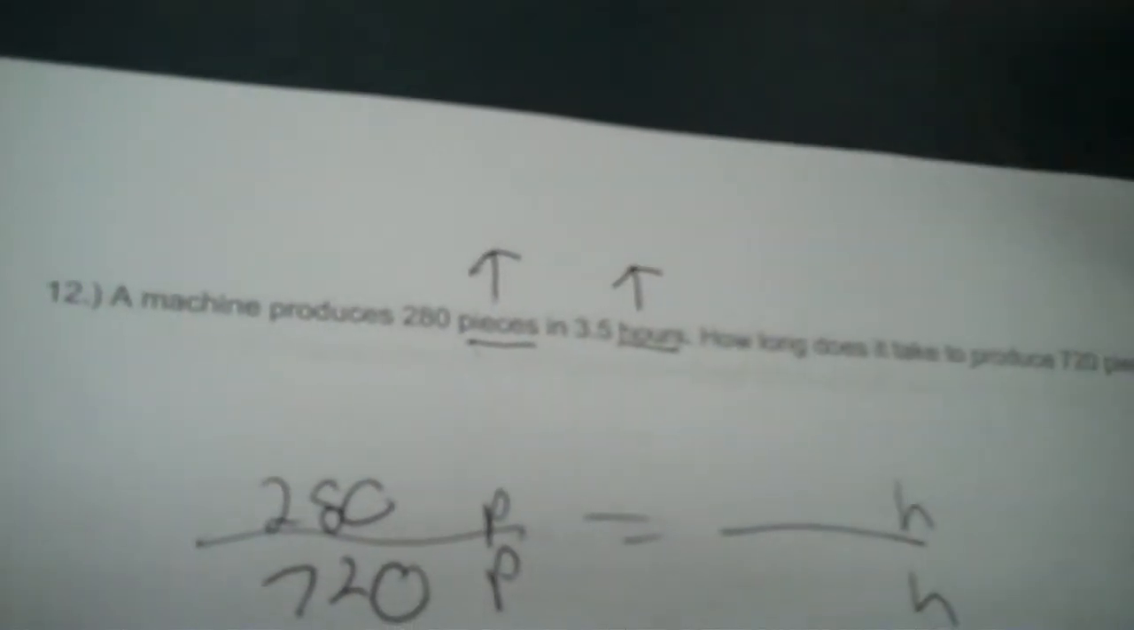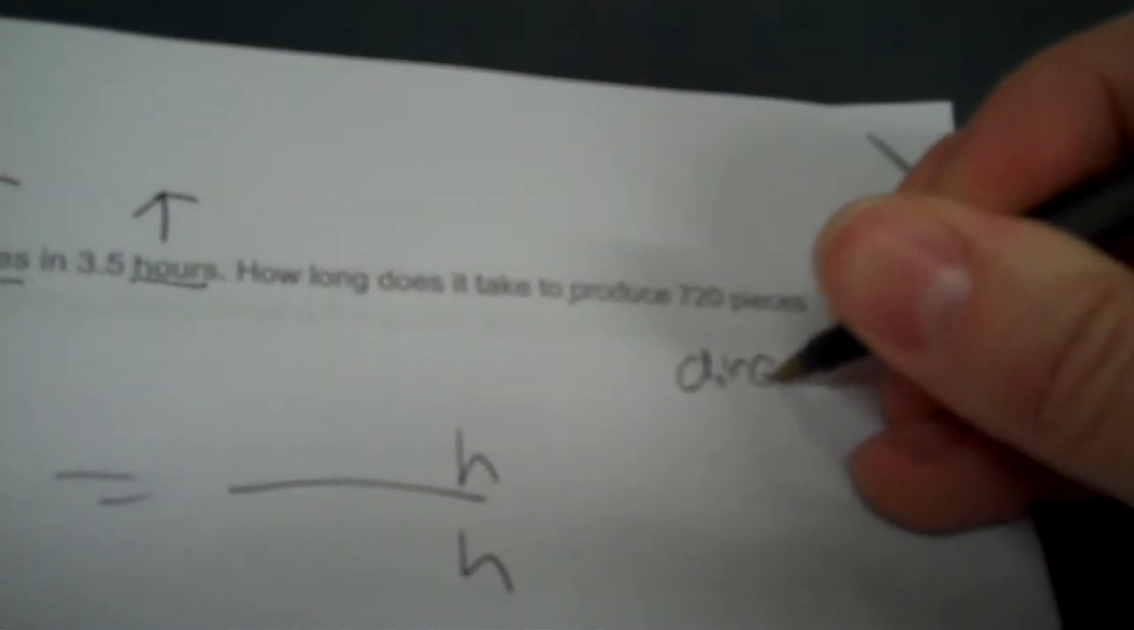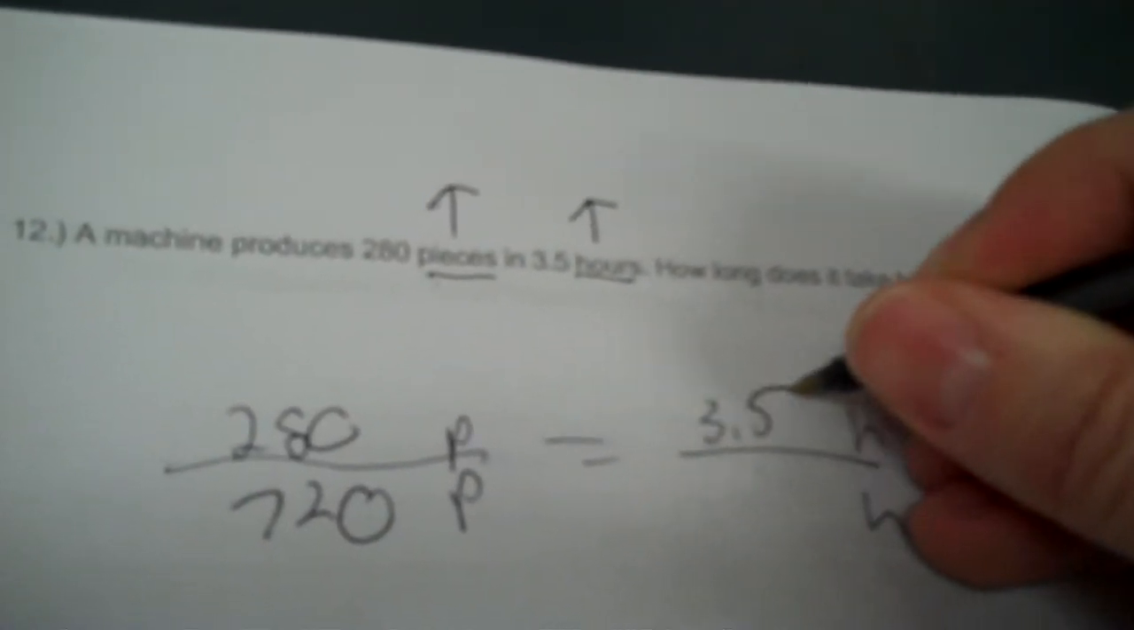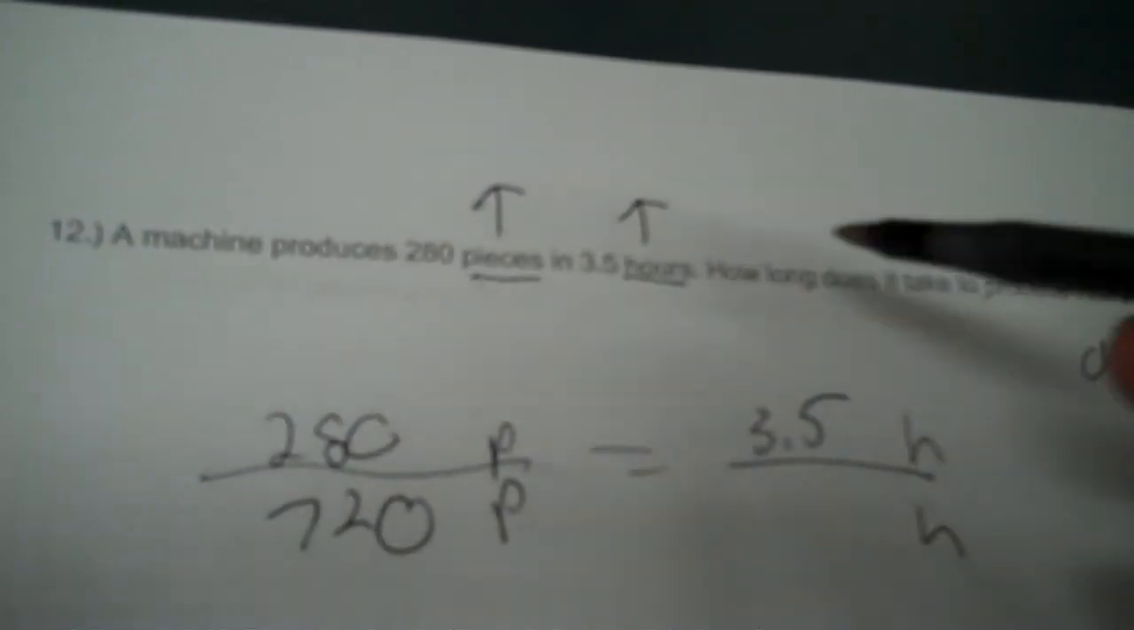Well, it depends if this is inverse or direct. As the number of pieces increases, then the time the machine runs for has to increase. So that is a direct proportion. So then you set 3.5 directly across from 280, because that's what it goes with. Cross multiply and divide that, you're going to get 9.